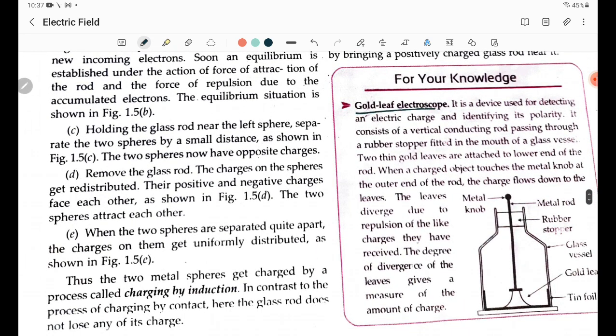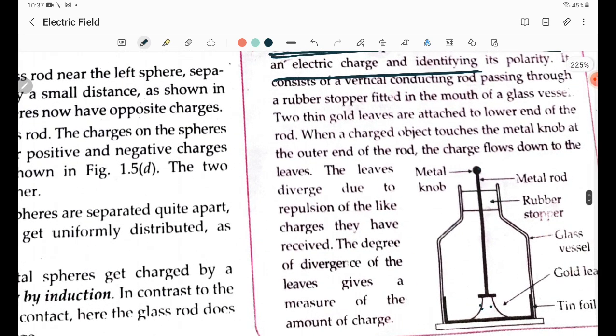Now, the gold leaf electroscope. What is the use of a gold leaf electroscope? This is used for detecting electric charges. Suppose this is the setup. Here you see the metal knob. Here are the gold leaves. Here is the rubber stopper. This is the glass vessel. Vacuum is there. You will bring a charge near it.